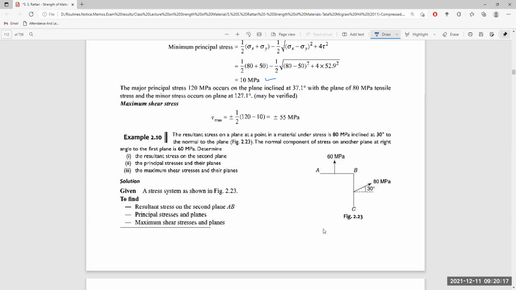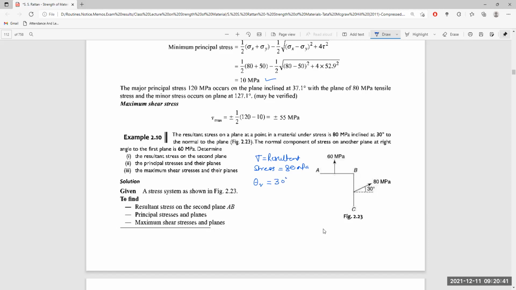So theta is also given, sigma x. So theta, or the resultant stress, is given as 80 MPa, and theta, the angle of inclination of the resultant stress R, is given as 30 degrees.